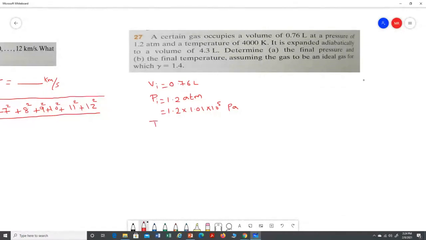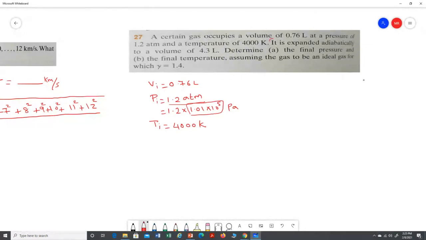And then what is the temperature? Your initial temperature is given. Teacher, can you repeat how to convert it to Pascal? My dear, this is the atmospheric pressure value. ATM means atmospheric. If you convert atm to Pascal, you have to multiply that number by 1.01 times 10 to the power of 5. You will get the answer in Pascal. Clear? Okay. What is the temperature, my dear? The temperature is given as 4000 Kelvin, and that is nothing but your initial temperature.